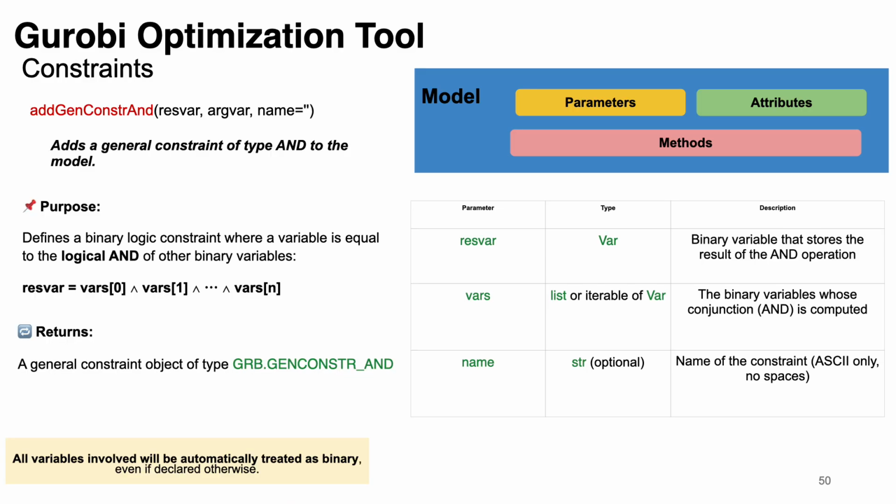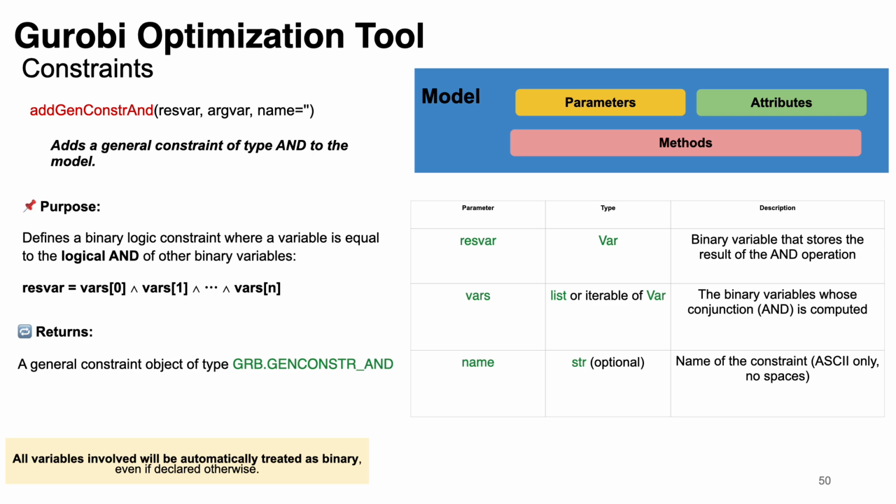This function returns a grb.genConstr and object. Its mathematical purpose is straightforward. The result variable is set to 1 if and only if every single variable in the input list is also equal to 1. Otherwise, it is 0.